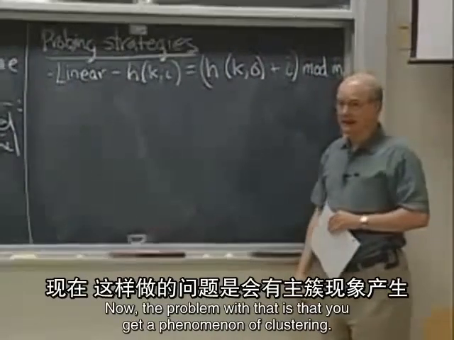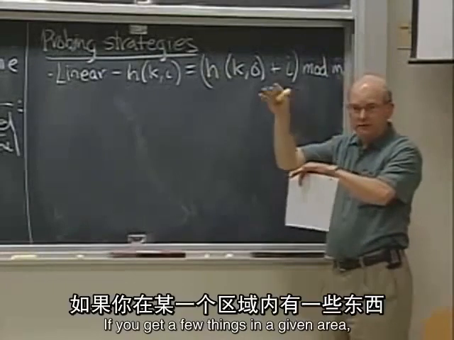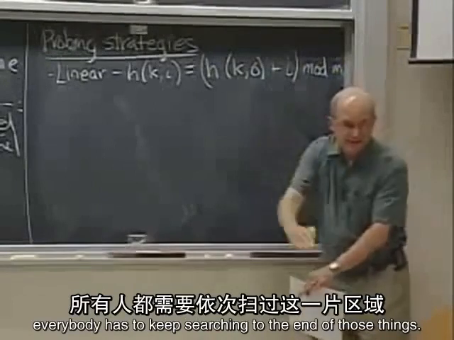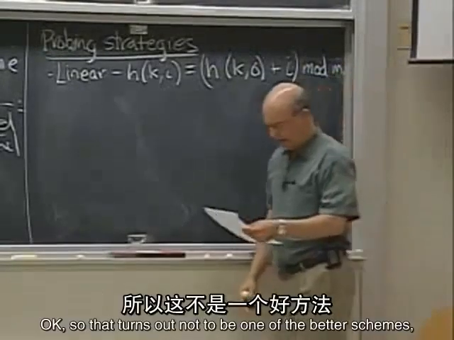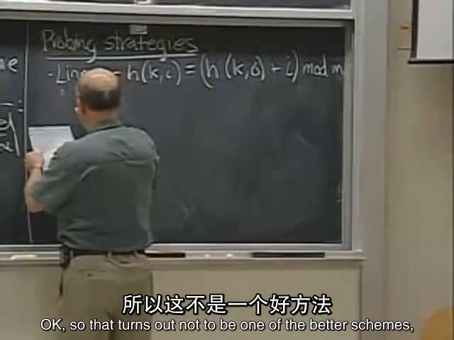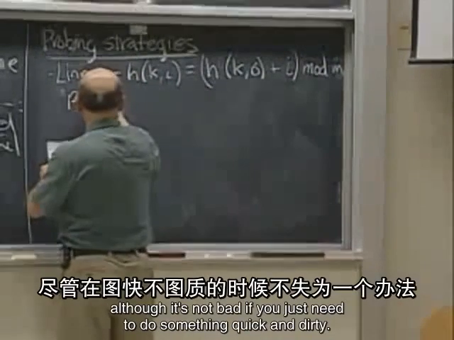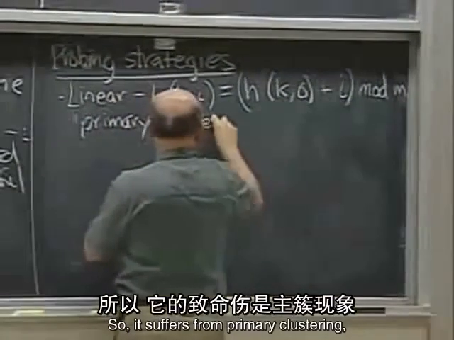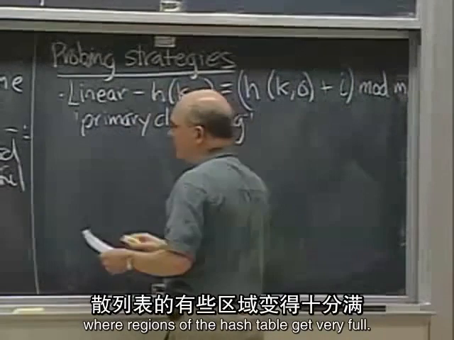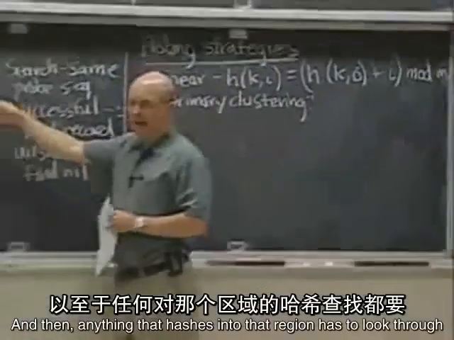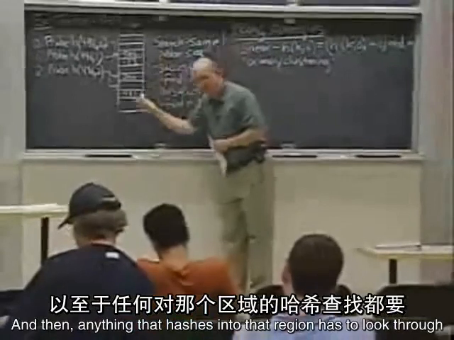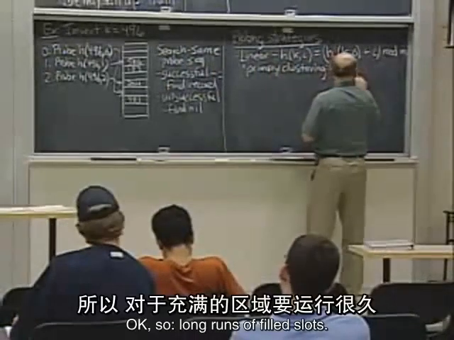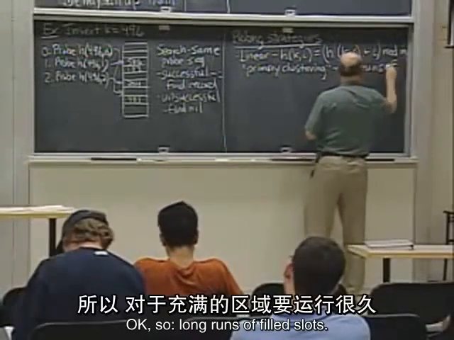Now the problem with that is that you get a phenomenon of clustering. If you get a few things in a given area, then suddenly everybody has to keep searching to the end of those things. So that turns out not to be one of the better schemes, although it's not bad if you just need to do something quick and dirty. It suffers from primary clustering, where regions of the hash table get very full, and then anything that hashes into that region has to look through all the stuff that's there. Okay, so long runs of filled slots.